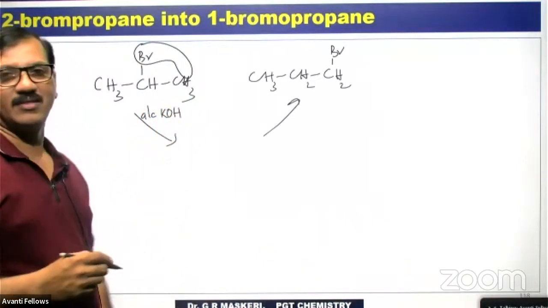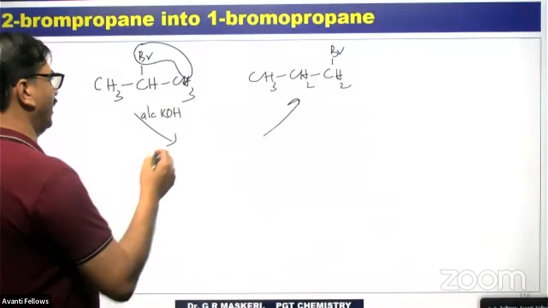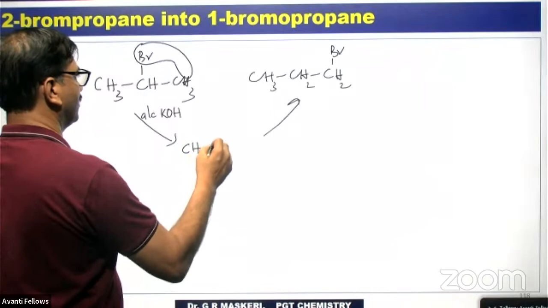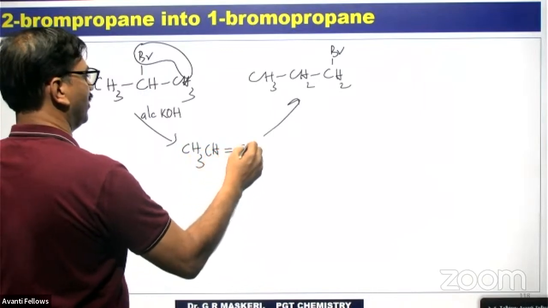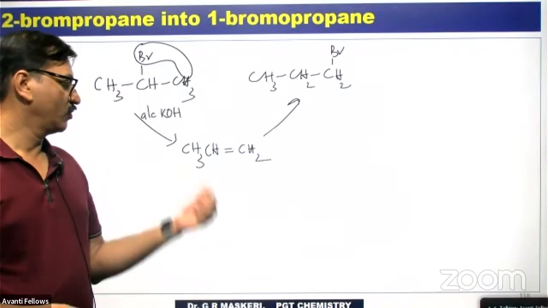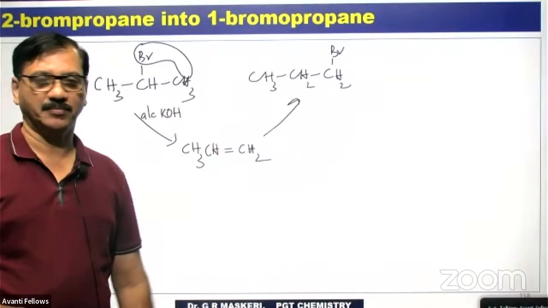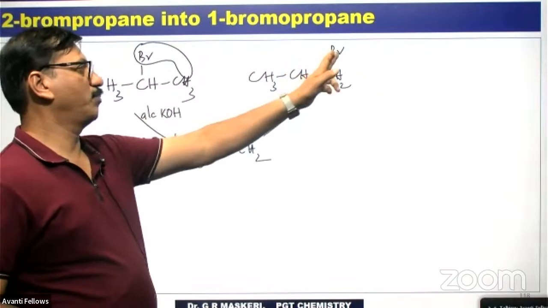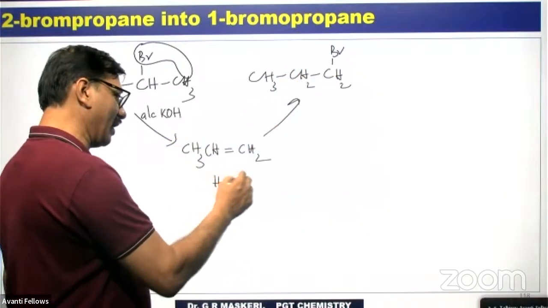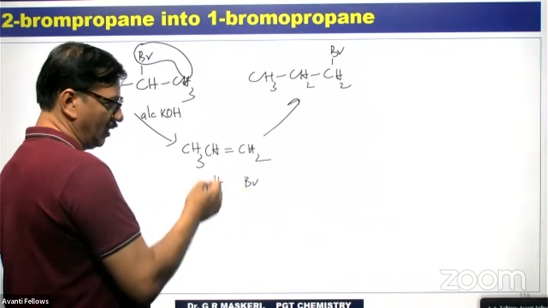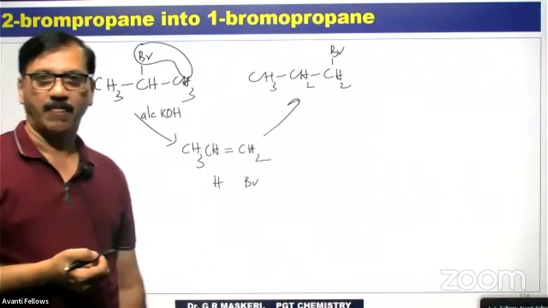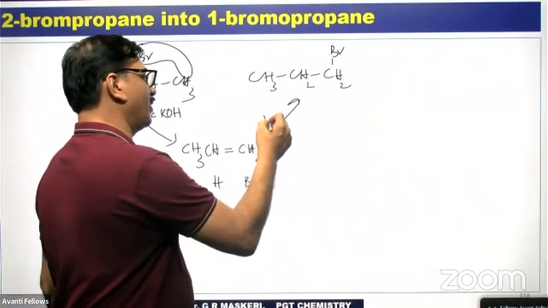Alcoholic KOH is the dehydrohalogenating agent. So this will give you CH3CH=CH2. Right? CH3CH=CH2. Now we have to add H and Br, H here and Br here. But if you simply write HBr, will it happen?